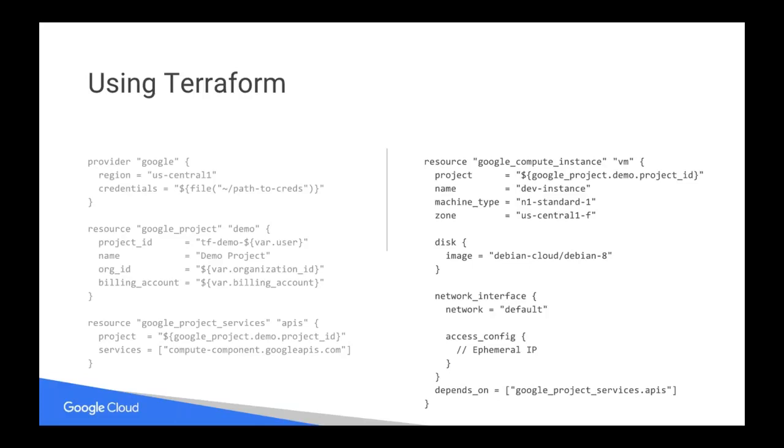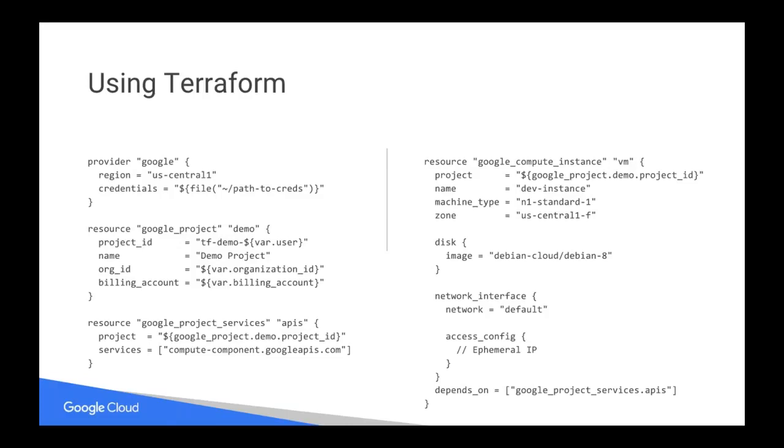Notice also at the end that it depends on that Google Project Services APIs. This is a way for us to tell Terraform that we need the APIs to be finished enabling before we can actually create the instance. At this point, all we need to do is set our variables and run Terraform apply, and the entire environment would be set up. You don't need to wait for each individual resource to finish before manually starting the next one like we did in the Cloud Console.